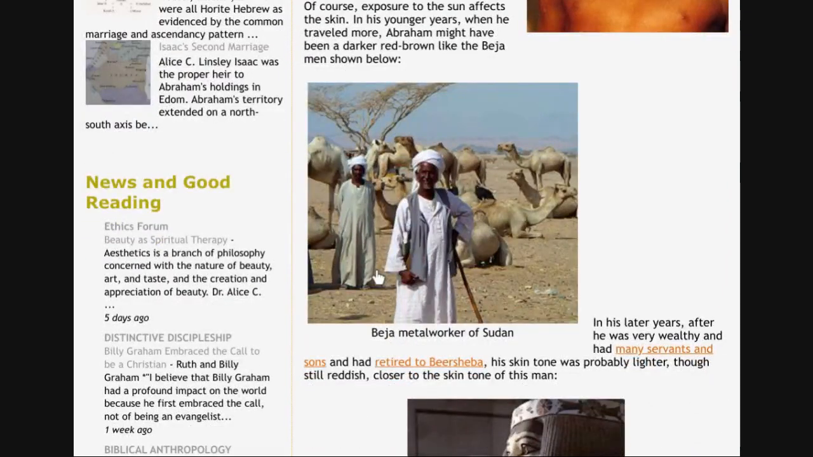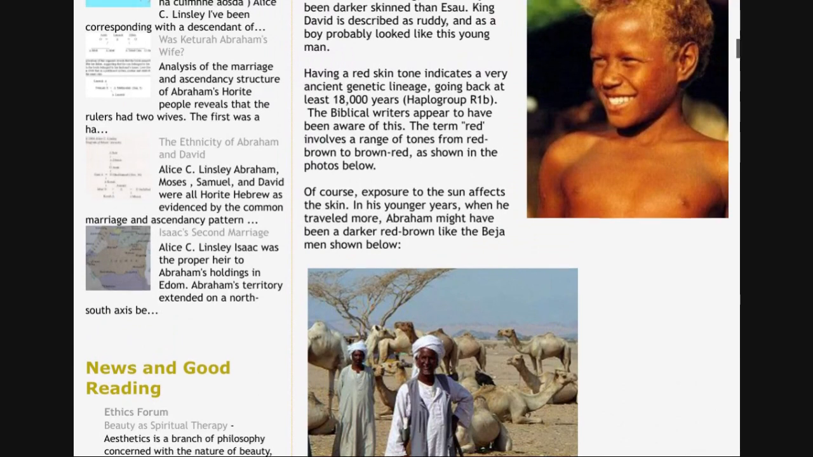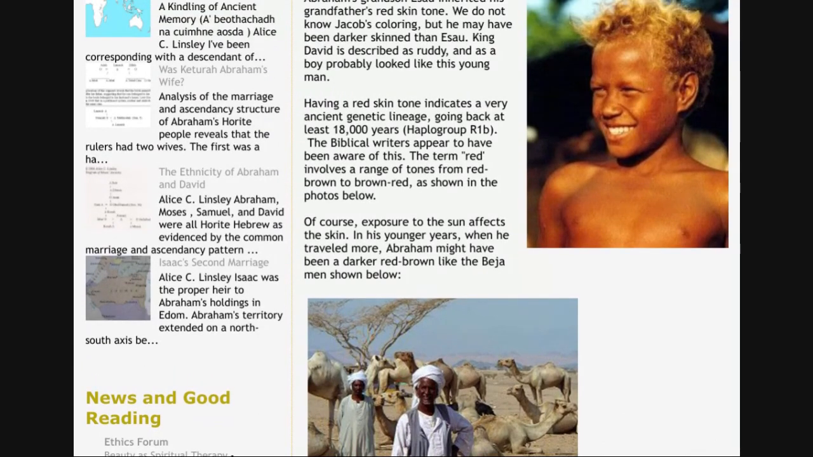So anyways, I just thought I would show the depiction of Abraham, as she says, based on her findings and the region where he lived and who his ancestors were. So I'm going to go ahead and shut this down. I just thought I'd come back and show the depiction that she mentioned, how Abraham would have looked.